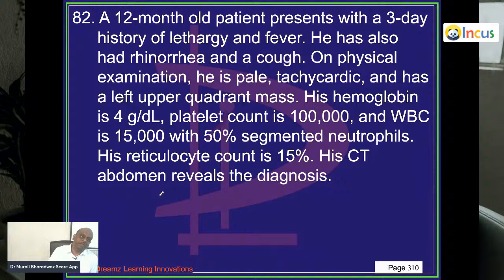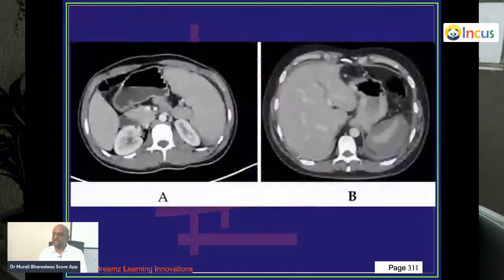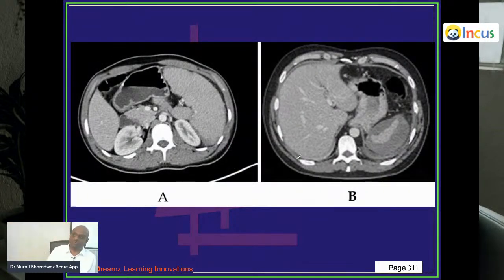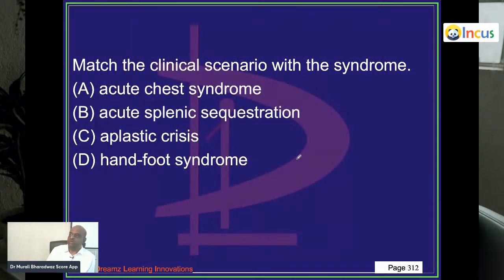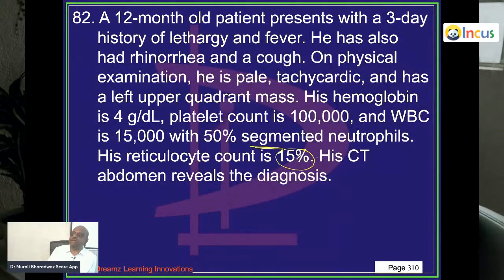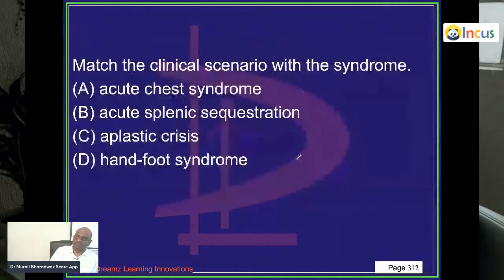12-month-old, 3-day history of lethargy and fever, rhinorrhea, 50% segmented neutrophils, retic count is 15%, and his CT abdomen is being shown to you. So this is called acute splenic sequestration crisis, which occurs in sickle cell disease.